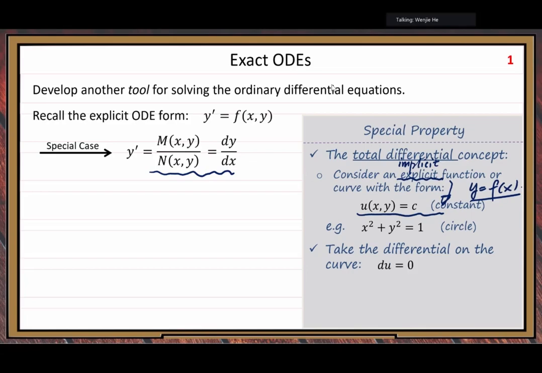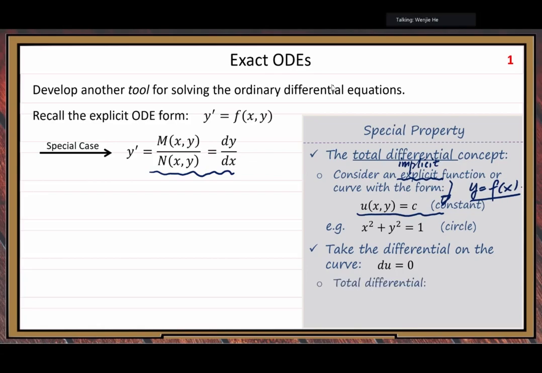Then, for example, if we work on this version, the left-hand side we take the differential, that's du, right? Right-hand side, d of a constant, that's 0, right? The differential of any constant is 0, because the derivative of a constant is 0. So du equals 0.